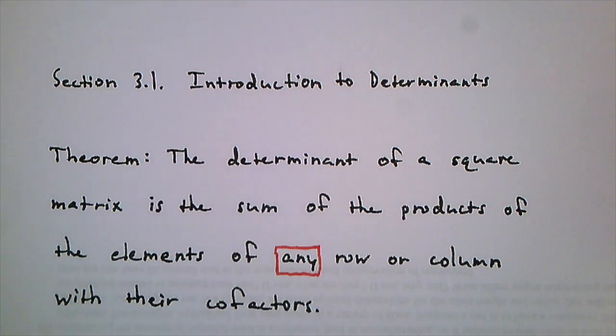The determinant of a square matrix is the sum of the products of the elements of any row or column with their cofactors. So remember, the definition said we had to use the first row. Sometimes it's better if we pick a different row or a different column to do our cofactor expansion.